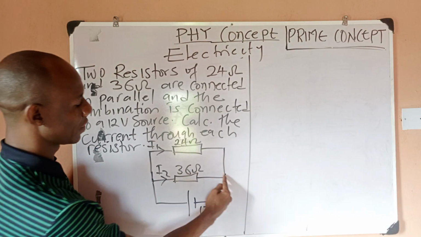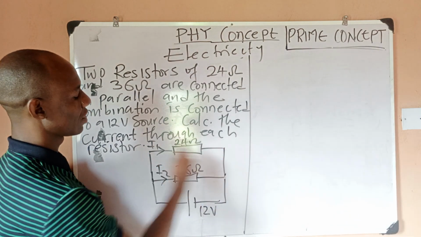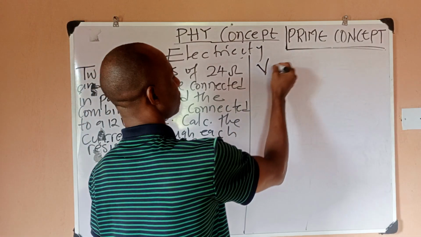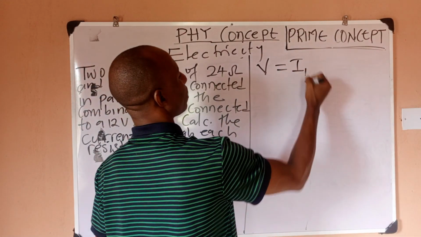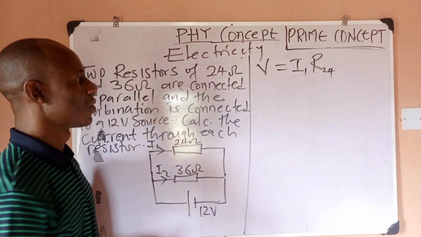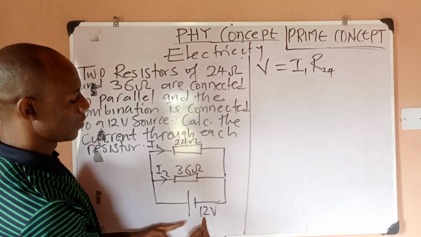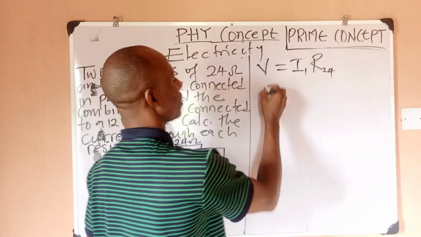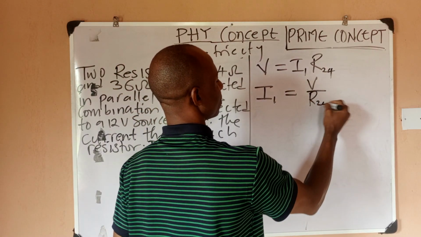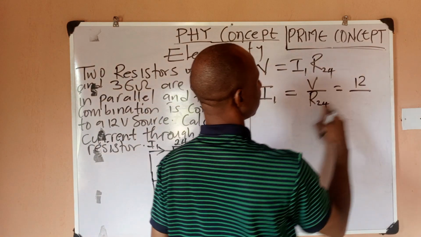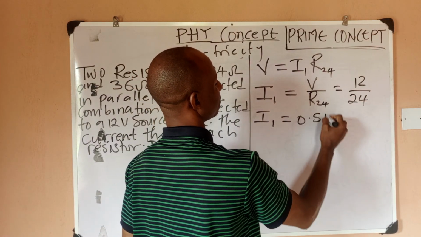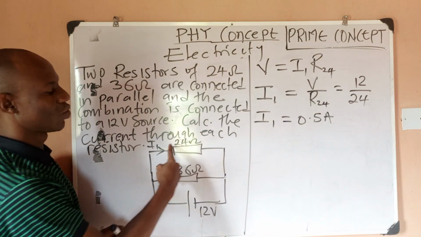Now, knowing that the voltage here is 12 volts, the voltage here is also 12 volts, we can solve. So let's start with the first one. Let's call the voltage V. For the first one, V is going to be I1 times R24, that is our 24 ohms resistor. Now we want to get the current here, and we know that the voltage is 12 volts, so I'll simply make I1 the subject. So I1 is going to be V by R24. So my voltage is 12 divided by 24 ohms. So my current I1 is going to be 0.5 amperes. So I've gotten the current through the 24 ohms resistor.